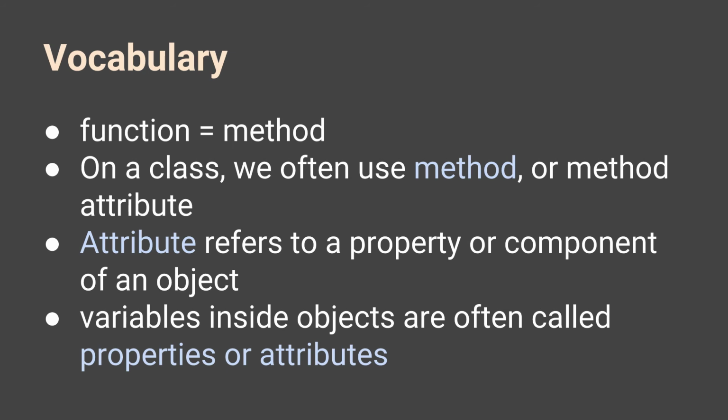So when somebody says function, they generally mean a top level, global, standalone function. When somebody says method, chances are they're talking about something associated with a class. And the same thing with variables versus properties. Variables tend to be standalone. Properties are variables inside of a class.